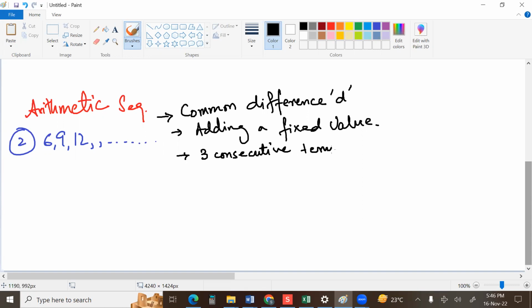You take three consecutive terms and check if next minus previous is the same for the two pairs that you make, like 12 minus 9, and is it the same as 9 minus 6? Then you have an arithmetic sequence at hand. And the common difference is simply this value that you get. Now, once that is obtained, you need to generalize.